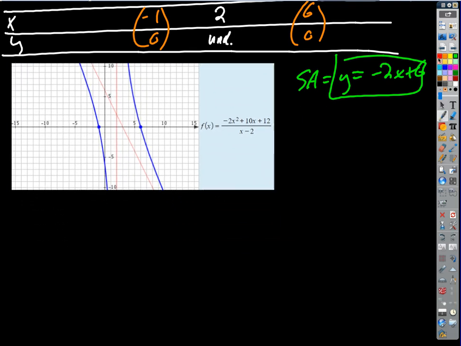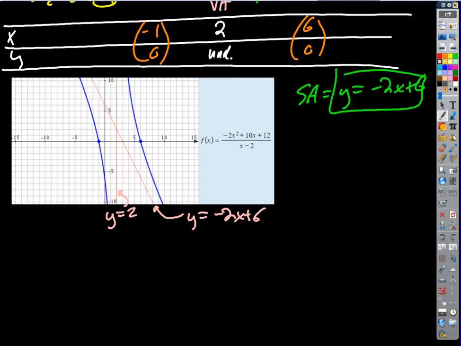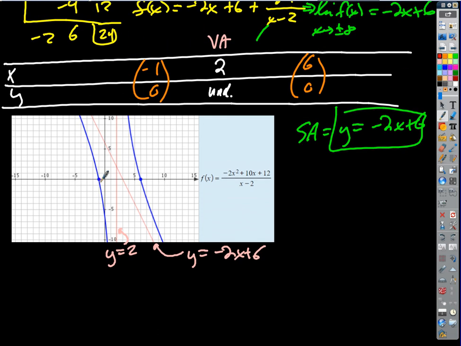Okay, so here's my vertical line at x equals 2. And then I get this slant asymptote at y equals -2x plus 6. So then all I'd have to do, and I get my x-intercepts. My x-intercepts we already found are at -1 and +6. So what would I do here?